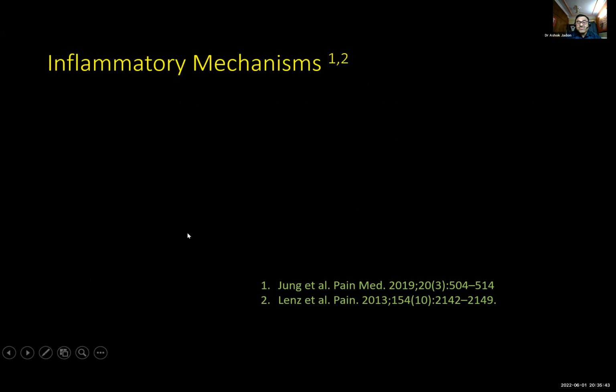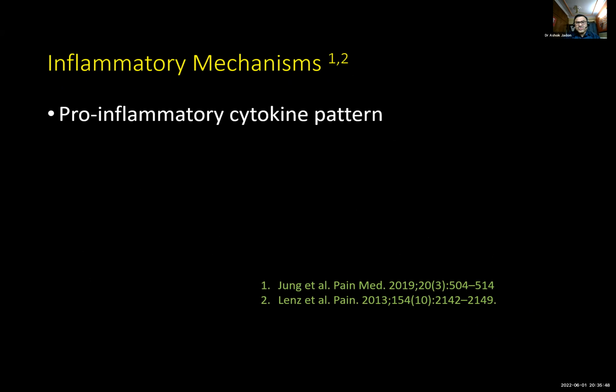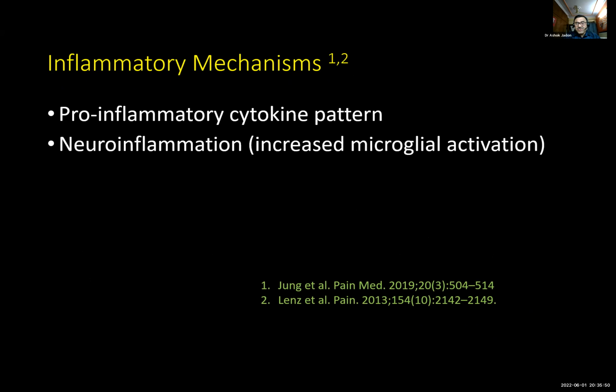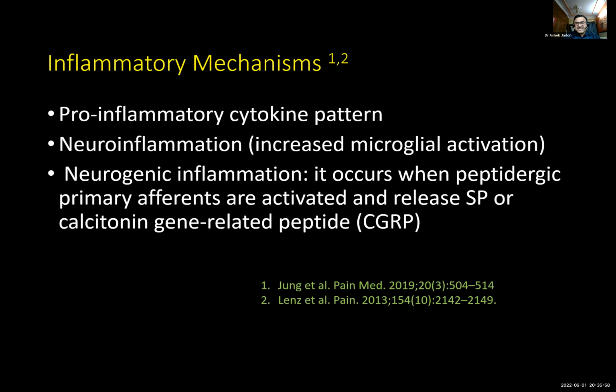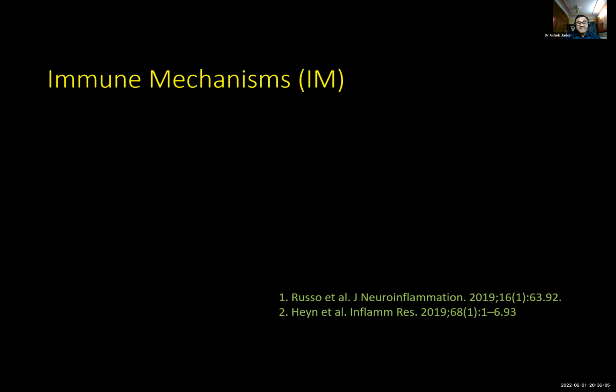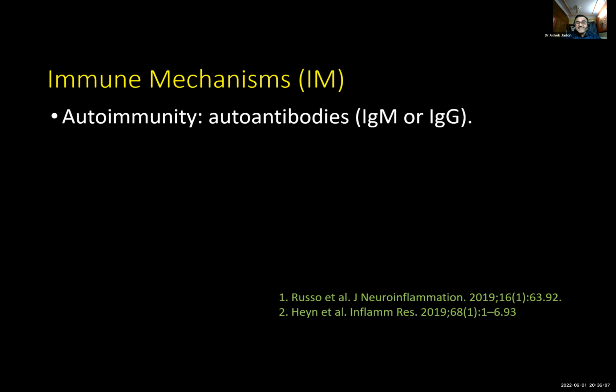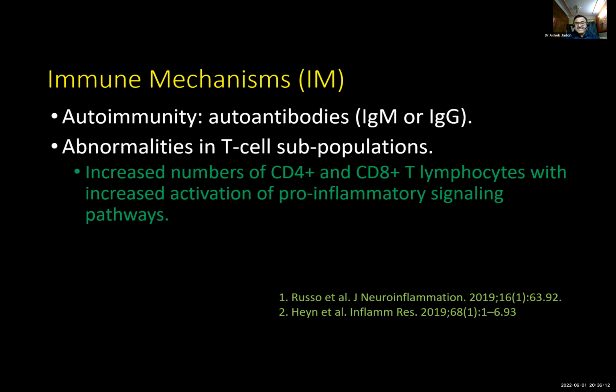There are also a few inflammatory mechanisms, like a pro-inflammatory cytokine storm situation. There is also neuroinflammation; as I said, the glial cells play a very important role and they lead to a neurogenic inflammation. And there's an expression of SP, the substance P, and the calcitonin gene-related peptide also. There are a few mechanisms related to the immune system also, like expression of IgM and IgG against their own proteins. And abnormal T cells increase in numbers, particularly CD4 and CD8.